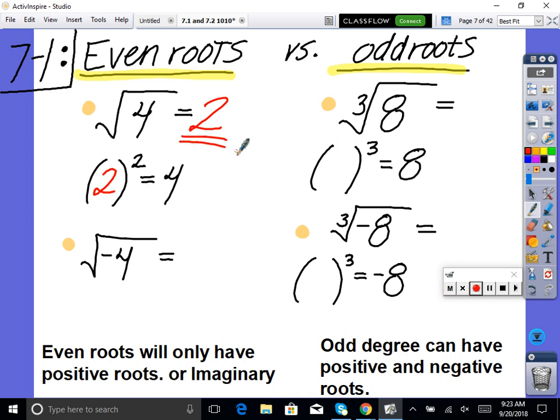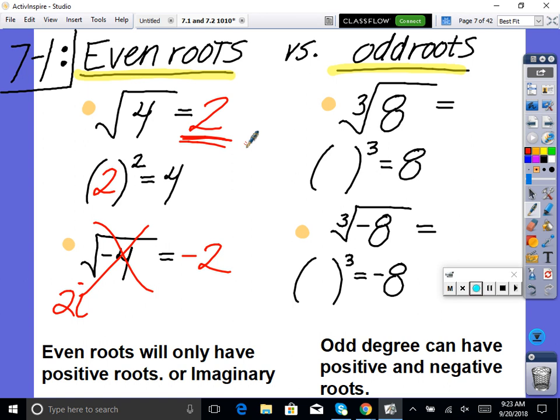Everybody good at that? So we have the square root of negative 4. People will call that negative 2. That's not true. It's 2i, technically, right? We're not dealing with imaginaries, like I said. So our answers for even roots will only be positive or not possible. Odd roots, though, that doesn't happen.